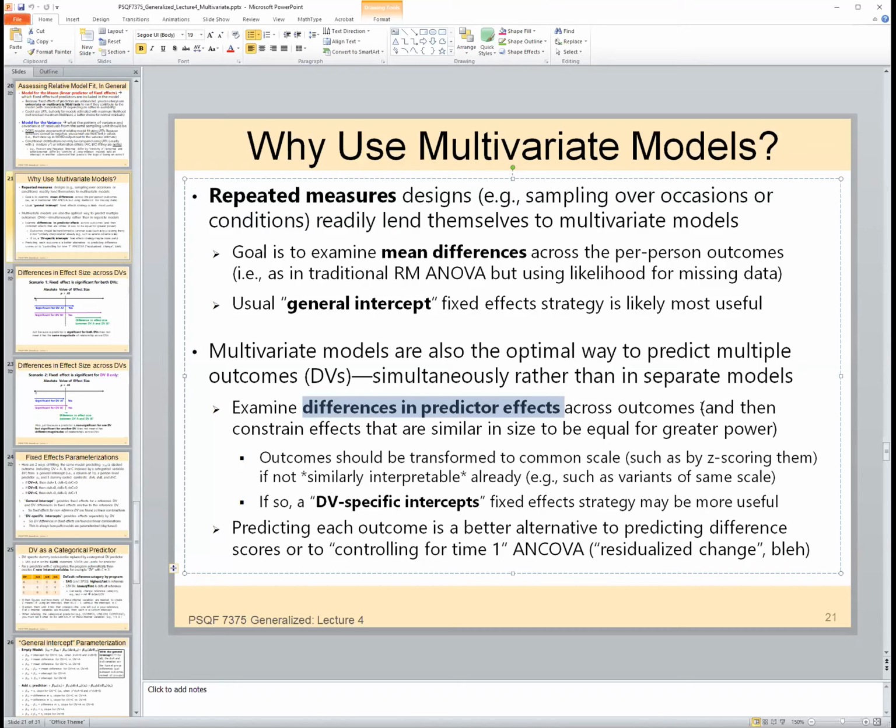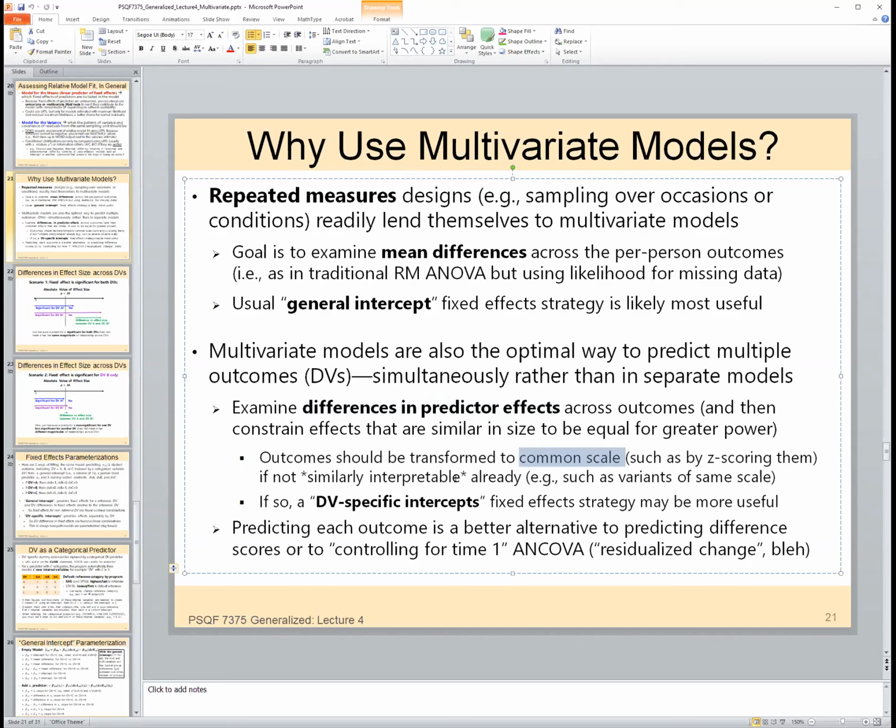If you have the same effect of a predictor across multiple outcomes, like that's not different, you can actually constrain it so that the predictor effect is shared across outcomes, and then you have potentially greater power in testing that effect. The only catch in thinking about this is whether or not things are on a common scale.